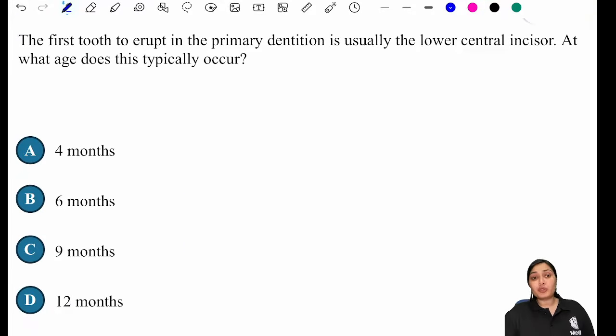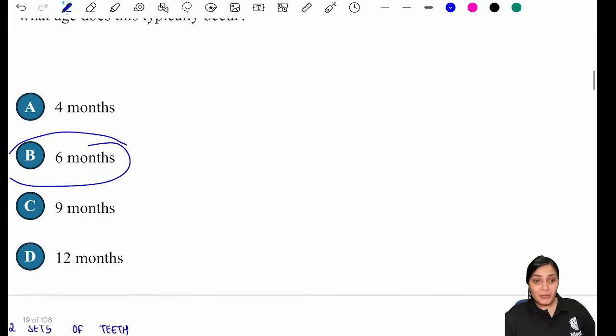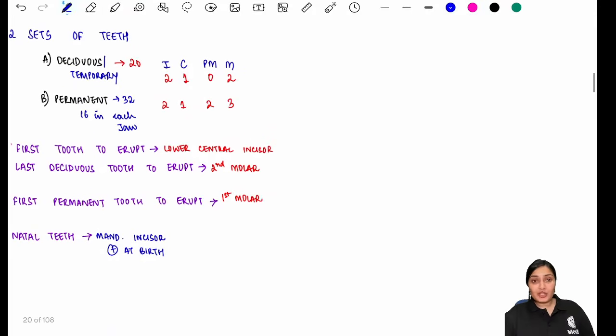The first tooth to erupt in the primary dentition is usually the lower central incisor. At what age typically does this occur? 4 months, 6 months, 9 months, 12 months. What is the correct answer over here? Yes, it's nothing but 6 months, option B. So let's understand dentition. Very small concept, very high scoring concept.